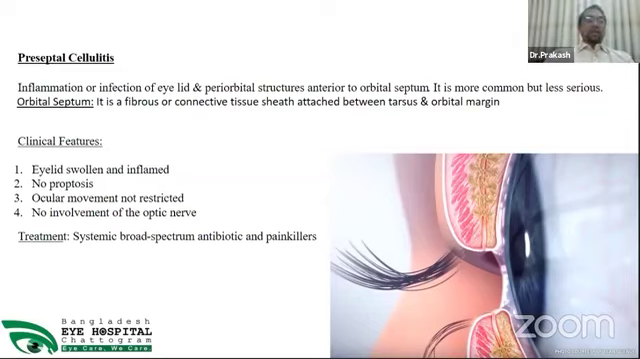So in preseptal cellulitis, there will be no proptosis, the ocular movement will not be restricted, and the optic nerve will not be affected. And treatment is very simple: systemic broad spectrum antibiotics and painkillers.